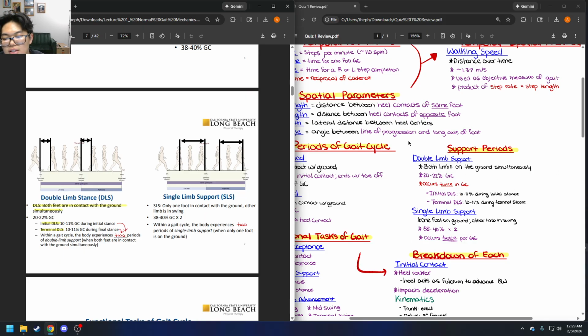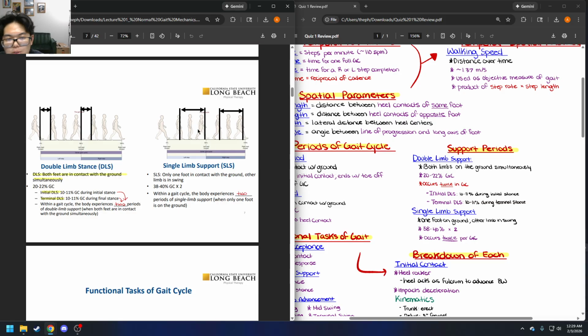You also have your single limb support. So in single limb support, basically, it kind of makes sense with the double limb support. One foot will be on the ground, whilst the other limb will be in swing, aka will not be making contact with the ground. So it accounts for 38 to 40% of the gait cycle, but you're going to times it by 2 because contralateral and ipsilateral limbs occur twice in the gait cycle as well. So just keep that note.